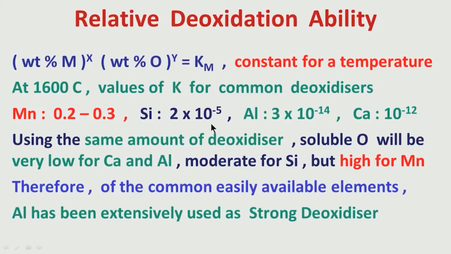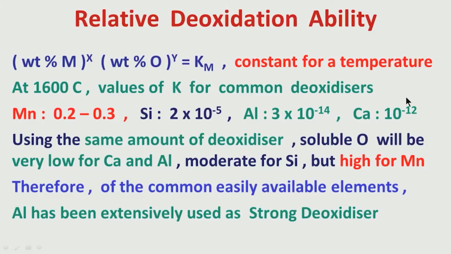So, what does it signify? If you look at what K is, weight percent of M and weight percent of O, if the K values are low, this multiplication also will be low. That means to get the same level of weight percent oxygen in liquid steel, say we want 5 ppm or 10 ppm, the weight percentage of the deoxidant will be much more for manganese, slightly less for silicon, and much less for aluminum and calcium.